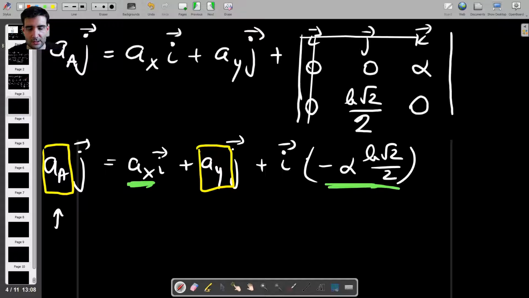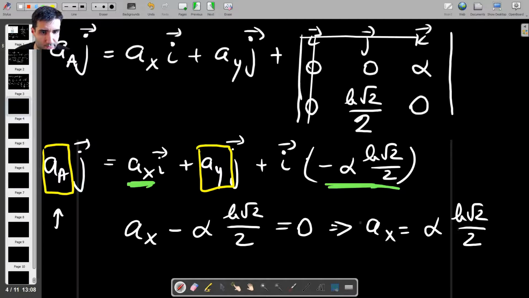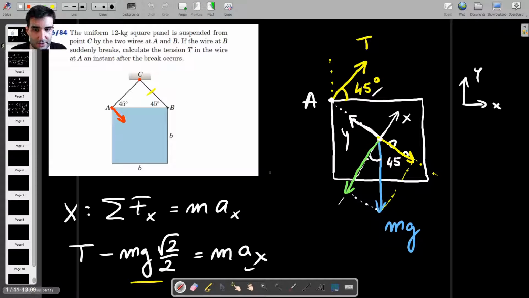Okay, because there's no x component on the left-hand side. So we have ax minus alpha b root 2 over 2 equals 0. So this actually gives us a nice relationship between ax and alpha. So we have ax equals alpha b root 2 over 2. Okay, so what we can do now is we can take ax, we can substitute it back into our previous equations, and we can find the formula for tension, which is what the question is asking us to find.